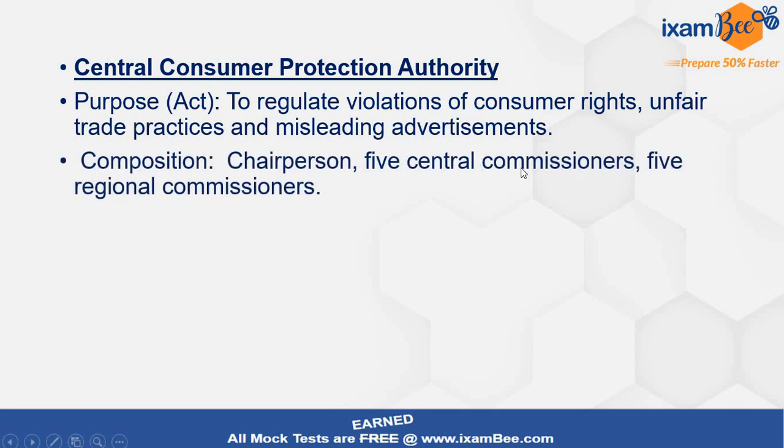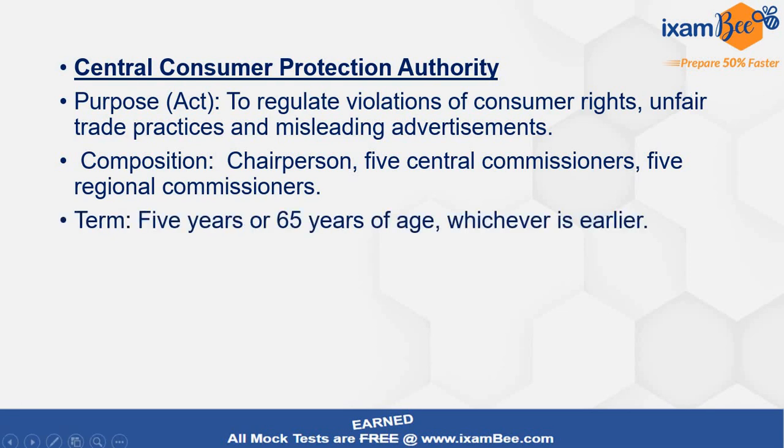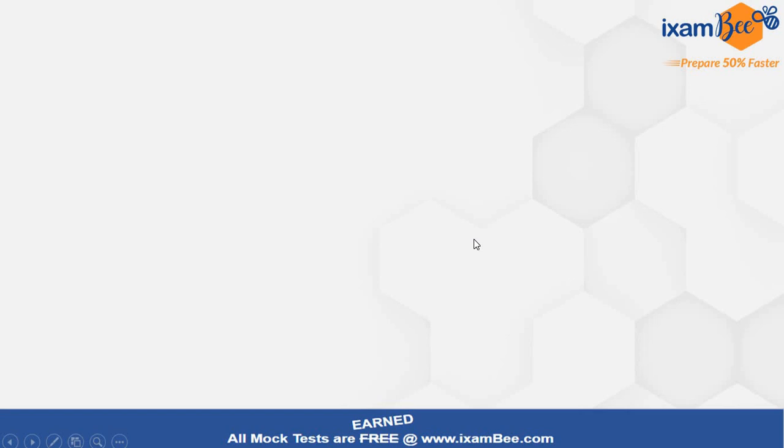Again, it will have chairperson, 5 central commissioners will be there, and 5 regional commissioners will be there. So we just have one authority. How many people are there? It's according to regional. Regional means the regions have been divided. According to that, we have 5 regional commissioners, we have 5 central commissioners, and we have 1 chairperson. Term will be 5 years or 65 years of age, whichever is earlier.